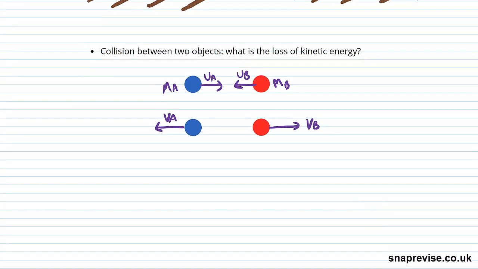So if we have this collision here, this blue ball and this red ball, they're colliding into each other. We're not going to worry about momentum now. We're just going to work out what the loss of kinetic energy is. We're going to assume that we've worked out what this blue ball is moving at, and this red ball, we've been told, or whatever, it's vA and vB.